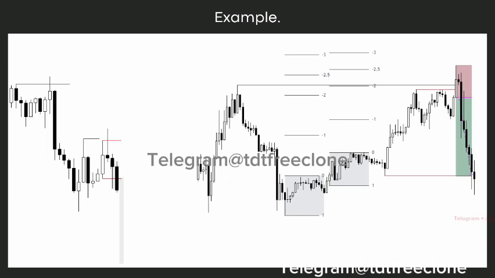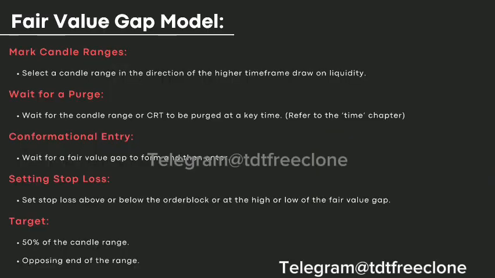Now let's move on and let's discuss the third type of entry model. Last but not least, we've got the fair value gap or the FVG model, which is the second type of confirmational entry model. It's basically the same as the order block entry model with just a small difference, which is that instead of an order block confirmation, you'll be looking for a fair value gap or an FVG confirmation, right? You're going to be waiting for an FVG to form instead of an order block, which basically adds another extra layer of confirmation and clarity to your entry and makes it even more high probability.